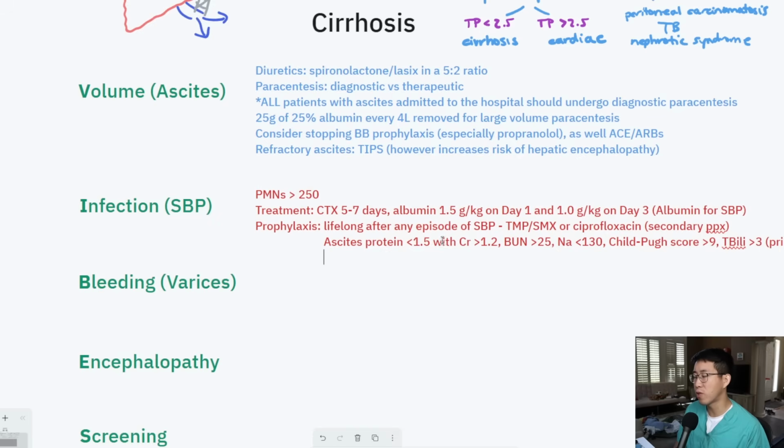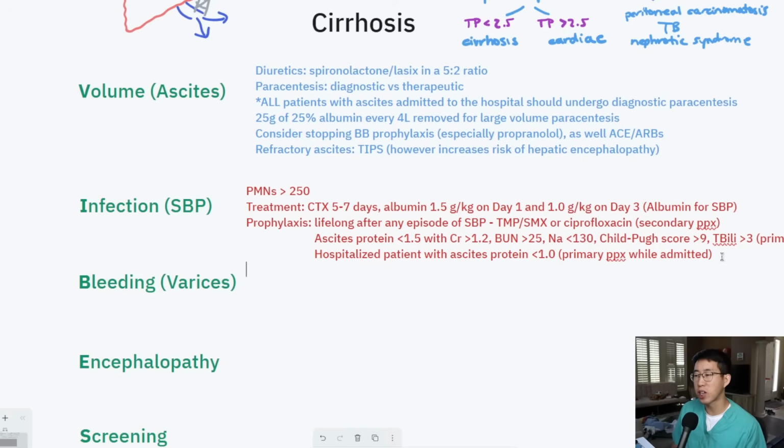And then there is one final recommendation that if somebody is hospitalized with ascites protein less than 1.0, then they recommend treating them prophylactically while they are in the hospital, and then they can discontinue it once they're out of the hospital. Another medication that's very important to stop after any episode of SBP is any PPIs, because these are well known to increase the risk of SBP, basically by reducing the amount of acid in the stomach, which allows more bacteria to grow and to potentially translocate.